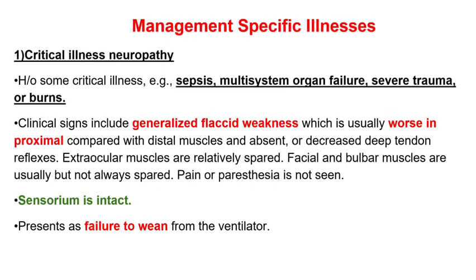Management of specific illnesses. In critical illness neuropathy, a history of some critical illness like sepsis, multi-organ failure, severe trauma or burns will be present. Clinical signs include generalized flaccid weakness, which is usually worse in the proximal muscles when compared to the distal muscles, and decreased deep tendon reflexes. Extraocular muscles are relatively spared. Facial and bulbar muscles are usually involved but not always spared. Pain or paresthesia is not seen. Sensorium is intact. It presents as failure to wean from the ventilator.